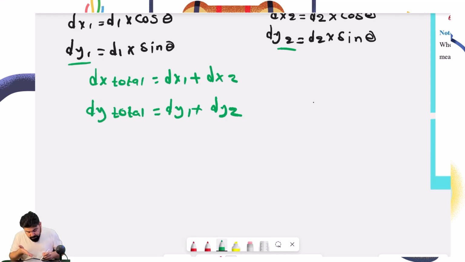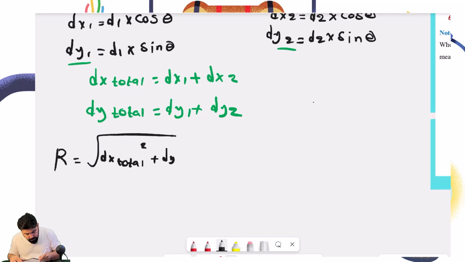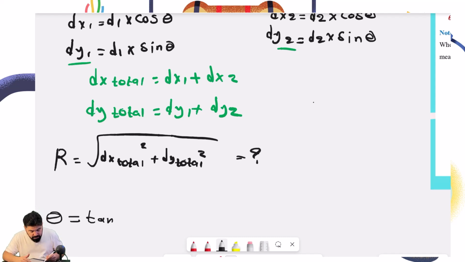Now from this on, what are we going to do? We're going to find the resultant vector. The resultant vector is equal to the square root of dx total squared plus dy total squared. And to find the angle, theta is equal to tan inverse of dy. It's always dy, so dy total divided by dx total.